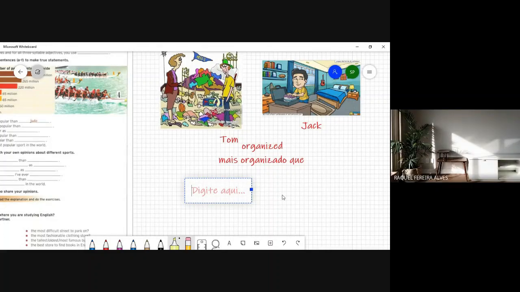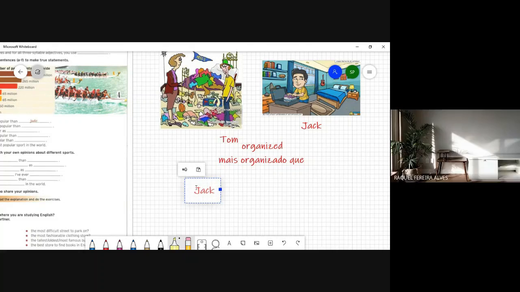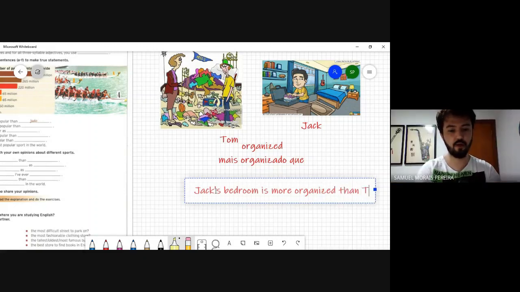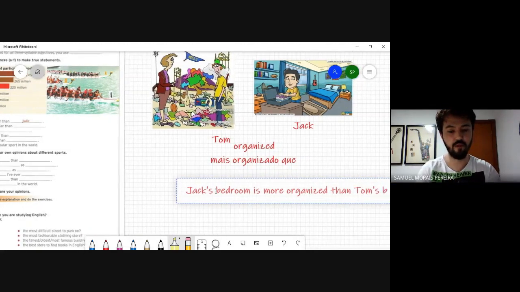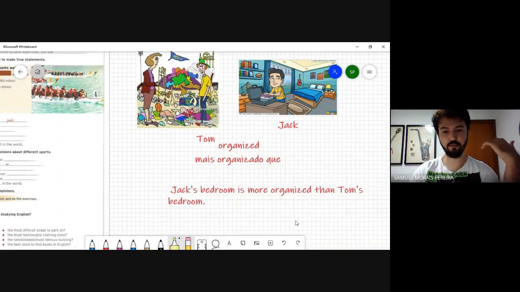The Jack bedrooms is more. Rachel, in English, you don't use the before people's names, okay? So you say just Jack. Jack's bedroom is more organized than Tom's bedroom. Is more organized than Tom's, né, com S, Tom's bedroom, right? So, Jack's bedroom is more organized than Tom's bedroom, certo?